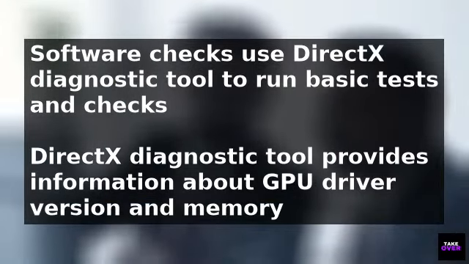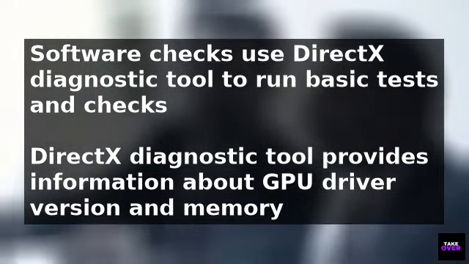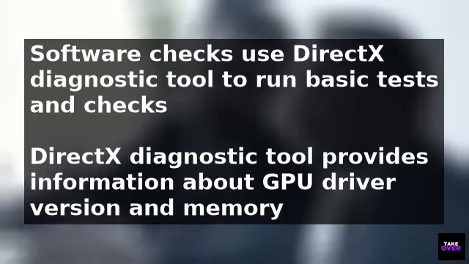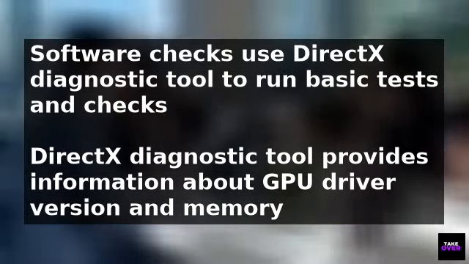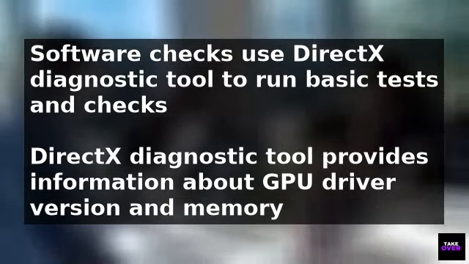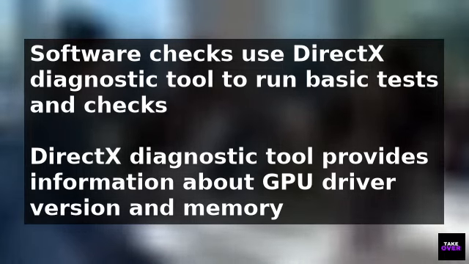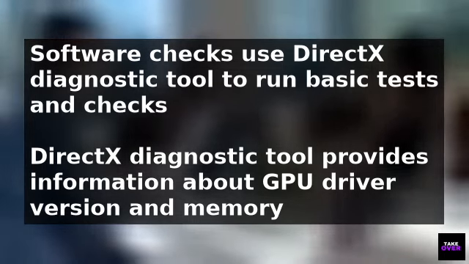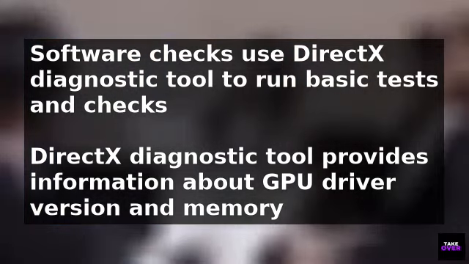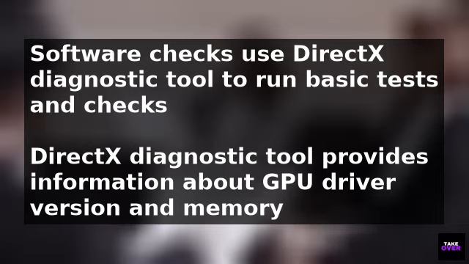To use this tool, press the Windows and R keys together. Type dxdiag in the Run box, and hit Enter. The DirectX diagnostic tool will then open and load the system information. To run tests, select the Display tab and click on the DirectDraw and Direct3D test buttons. If any errors occur during the test, it may indicate a faulty GPU.